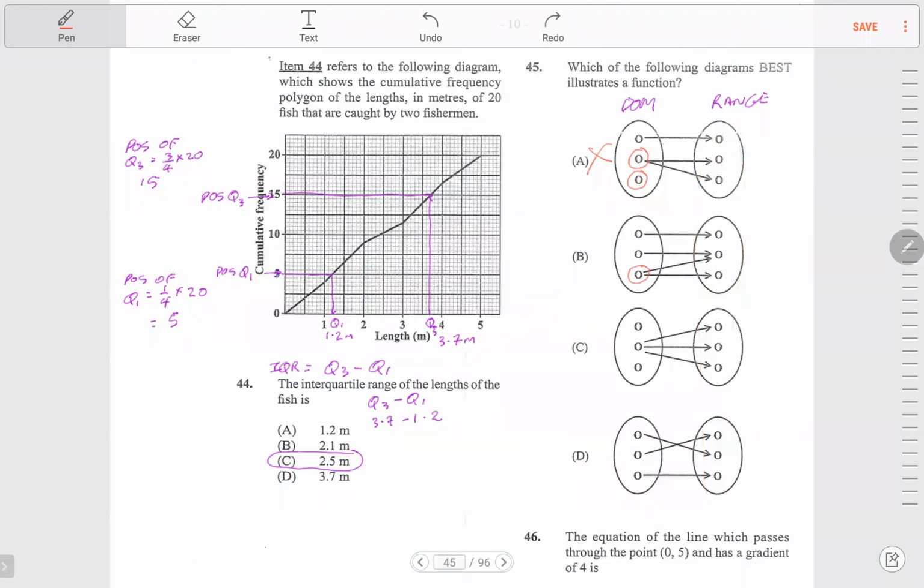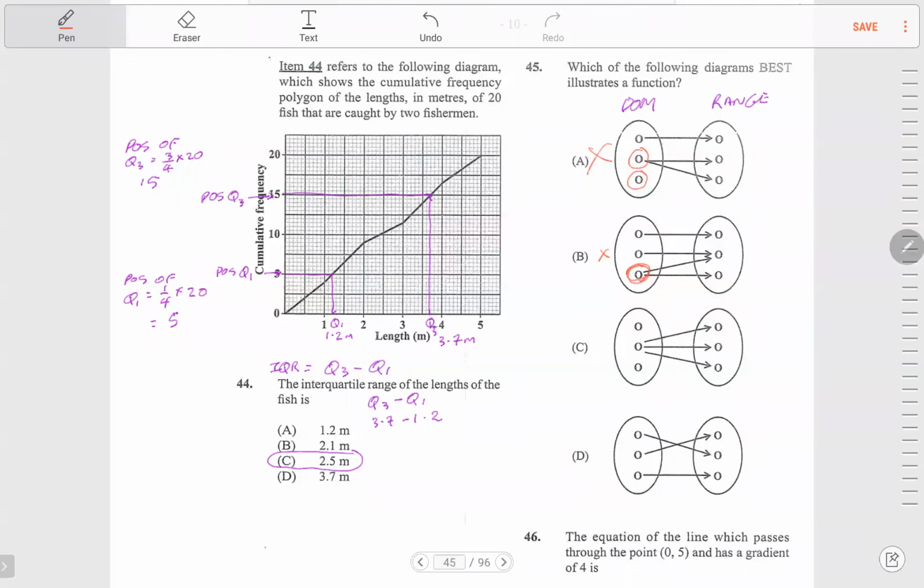It is the domain that tells you if it's a function or not. And then here now, this has two elements coming off it. So that is why this one is not a function, because each element must have one arrow coming off it. Each element must map one time. This is actually a one-to-many relation. One-to-many are not functions, so that is not a function.